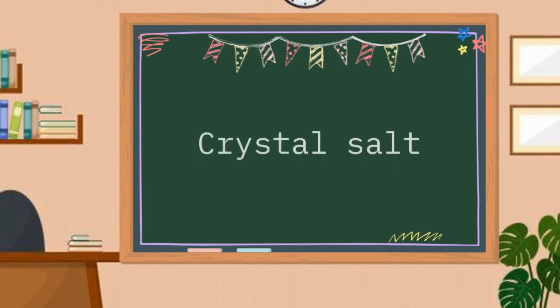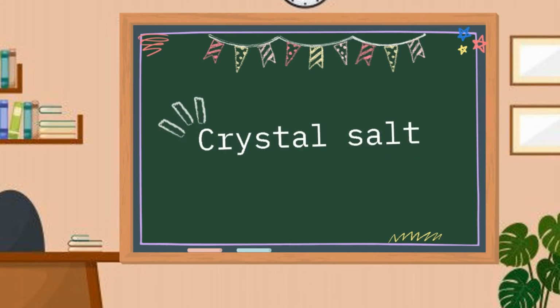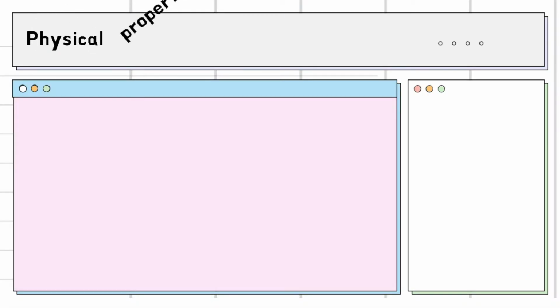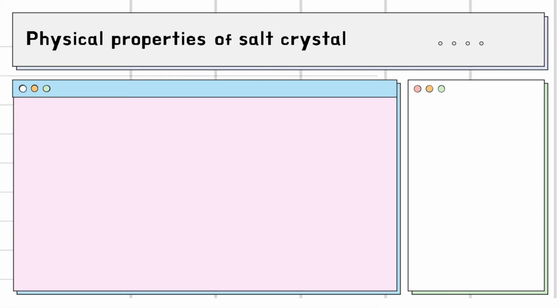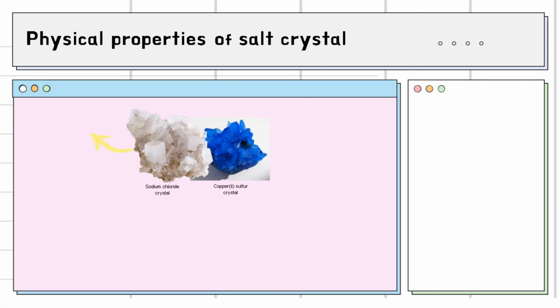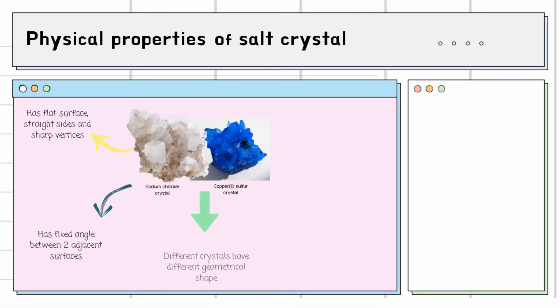Crystals are homogeneous solids in which the constituent atoms, molecules, or ions are packed in a regular, repeating pattern extending in all three spatial dimensions. So, there are 5 physical properties of salt crystal that you need to know. Firstly, it has flat surfaces, straight sides and also sharp vertices. Second, it has a fixed angle between two adjacent surfaces.